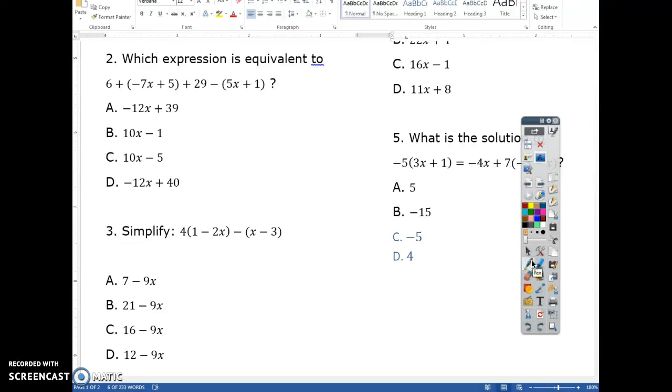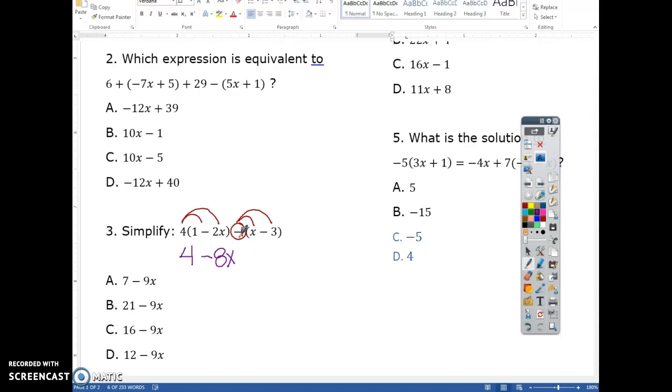So let's start with the easier problem, number 3. Distribute 4 and distribute negative 1 and then combine like terms. Okay, if you need to pause the video, you can pause it right now. So when you are multiplying these numbers, you are multiplying 4 times 1. That gives you 4. 4 times negative 2x is a negative 8x.